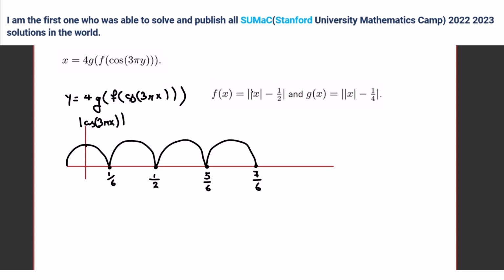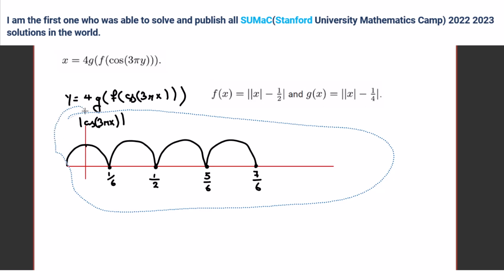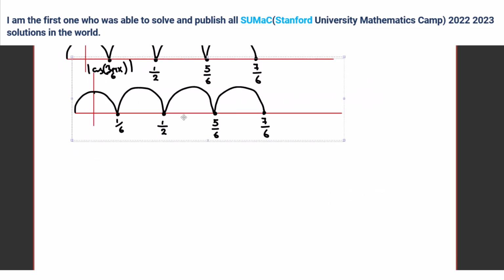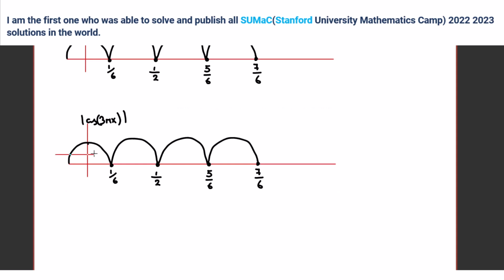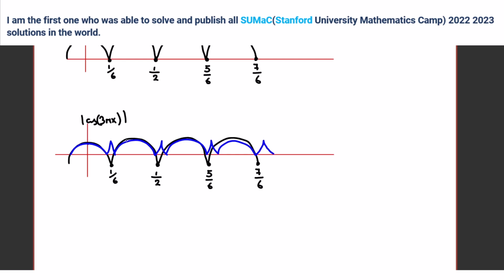Now it says f of this, so you should subtract 1/2 and then take the absolute value again, right? So if we subtract 1/2, we should consider this one, and then if we take the absolute value, let me draw with blue. It would be something like this. This one, this one, this one, this one, this one, this one, and this one. The x coordinates are 1/2, 5 over 6, and 7 over 6. Agreed.